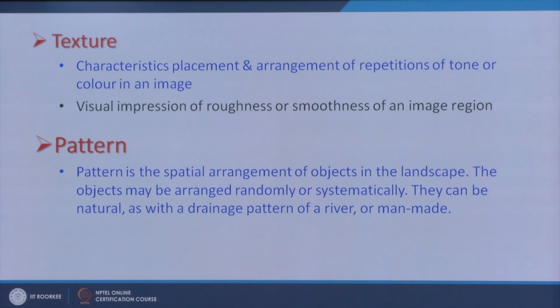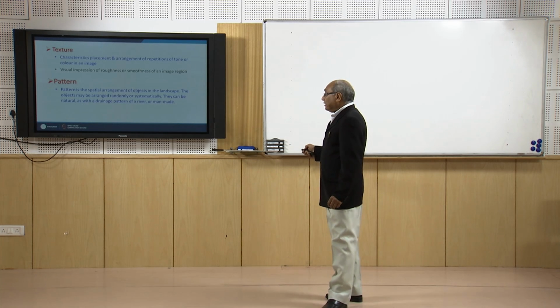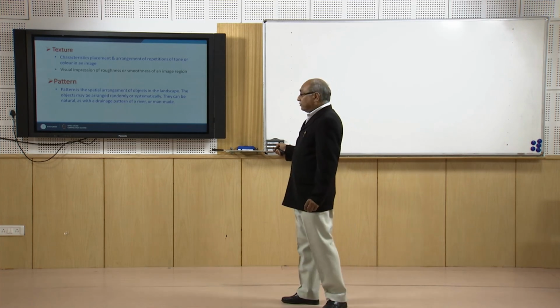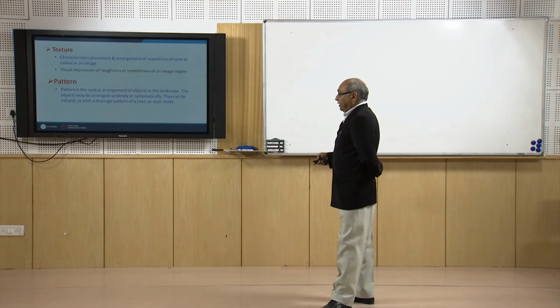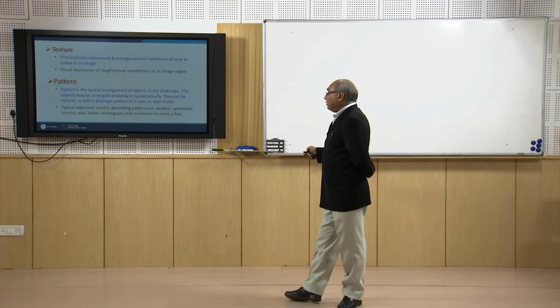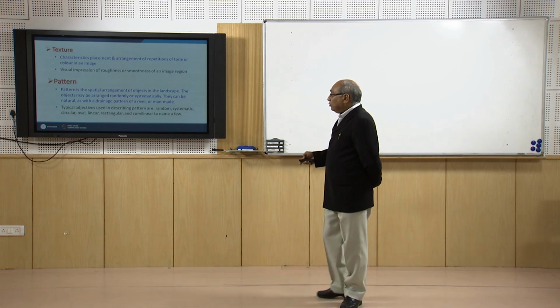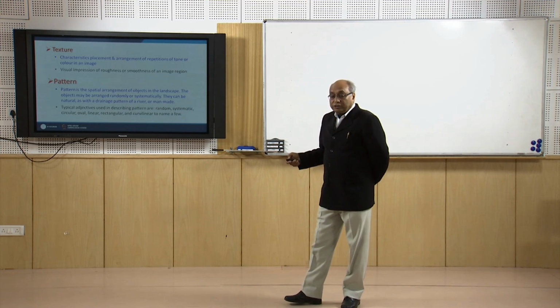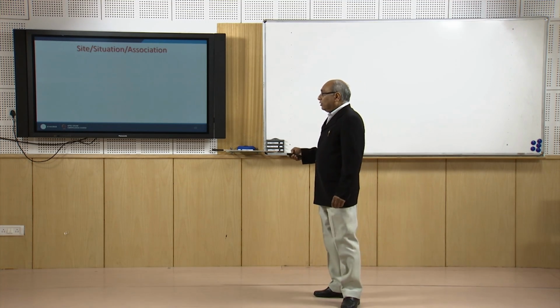Another key is the pattern in the spatial arrangements of the objects in the landscape. The objects may be arranged randomly or systematically. Generally natural objects are not arranged systematically, whereas man-made ones might be arranged systematically, and they can be natural, like a drainage pattern of a river, or man-made. Typical adjectives used in describing pattern are random, systematic, circular, oval, linear, rectangular, curvilinear. Mainly we use them for different types of lines, especially drainage lines, and other networks, for example roads and others.